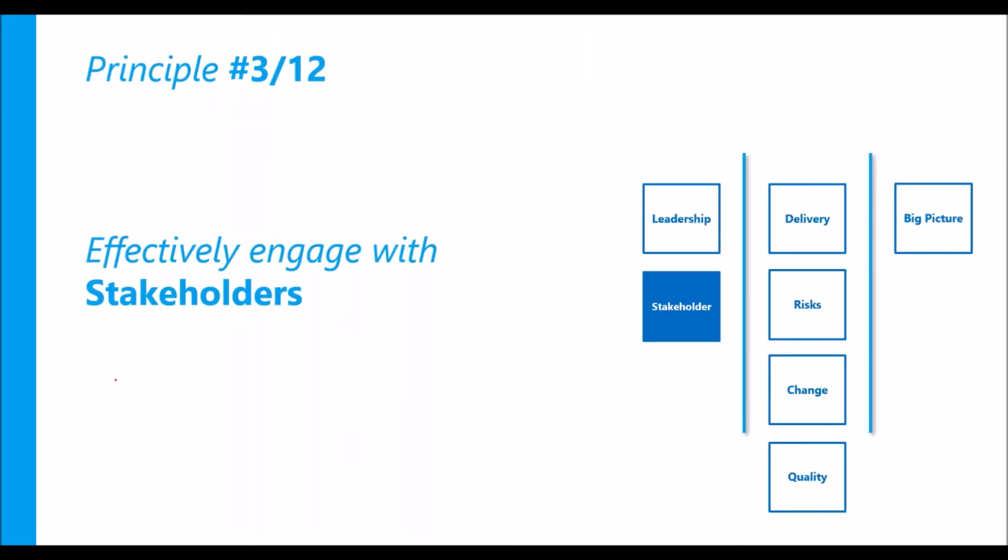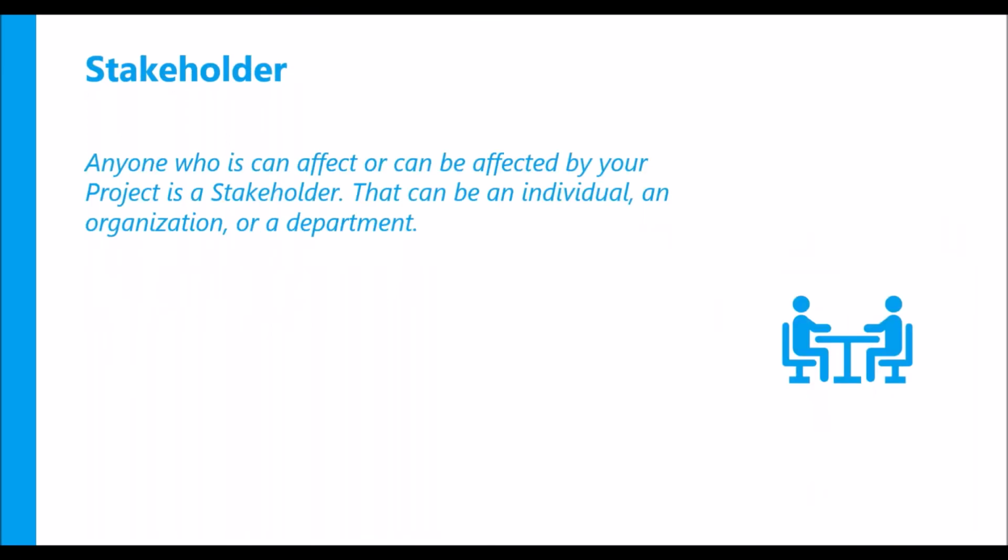So the third principle is effectively engage with stakeholders. Now, let us understand who is a stakeholder. A stakeholder is anyone who can affect or can be affected by your project. I'm putting it very simply. It can be an individual, an organization, or a department. There is a general misconception out there that many project managers think that stakeholders are customers or senior management. Anyone who gets impacted by the team is a stakeholder. Your own team members are your stakeholders. You yourself are a stakeholder in the project because you are getting affected by the project as well.